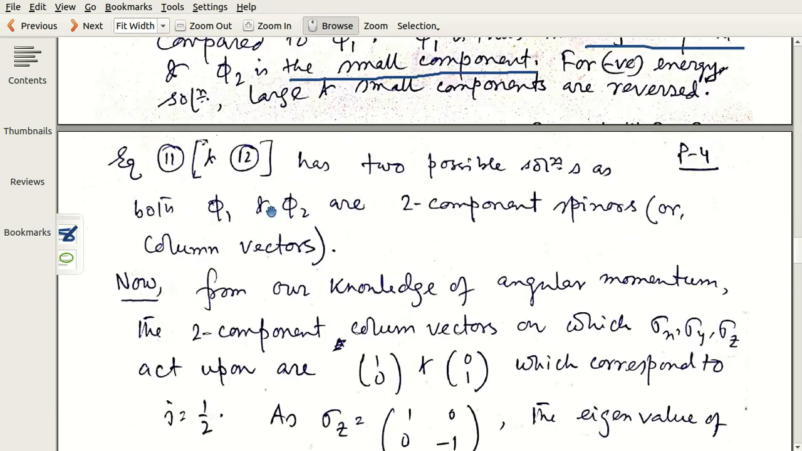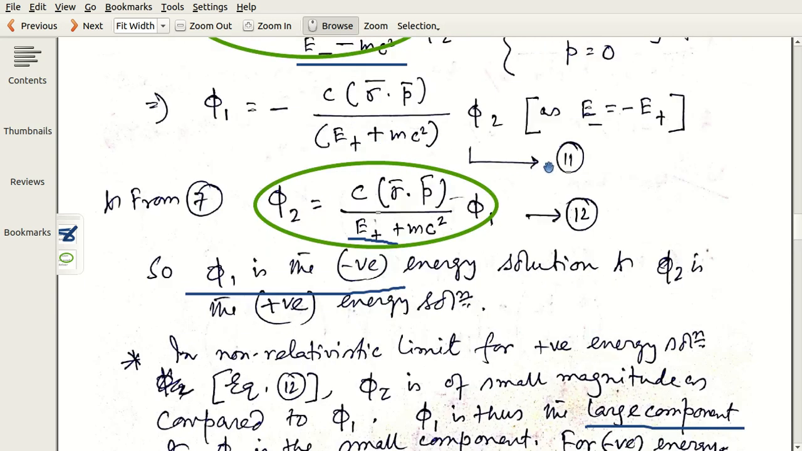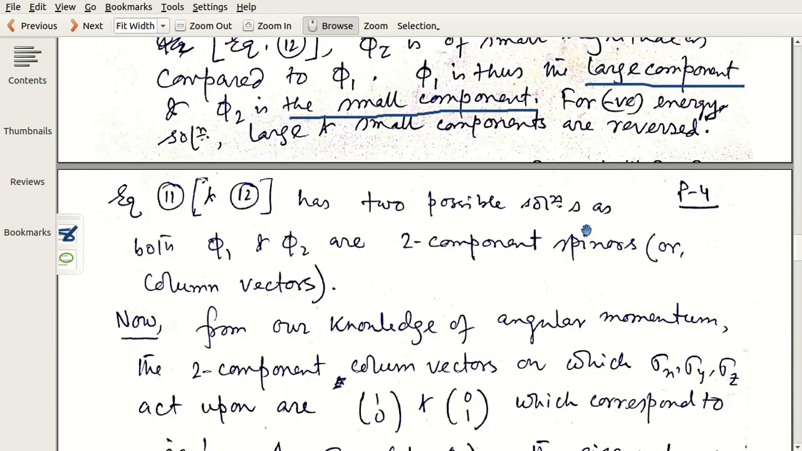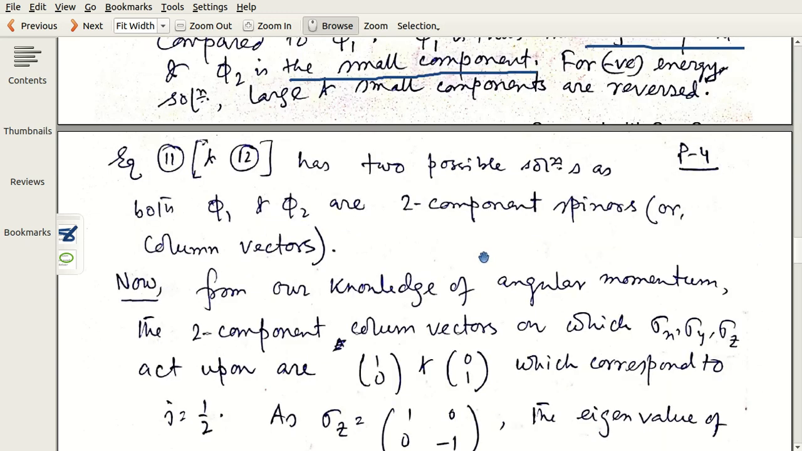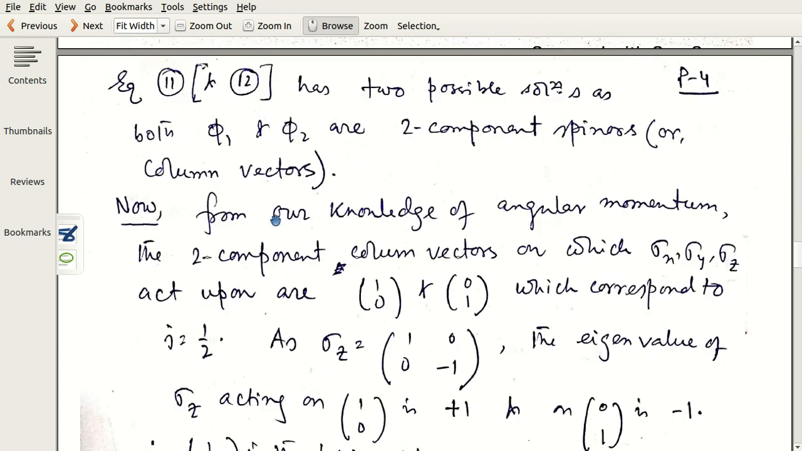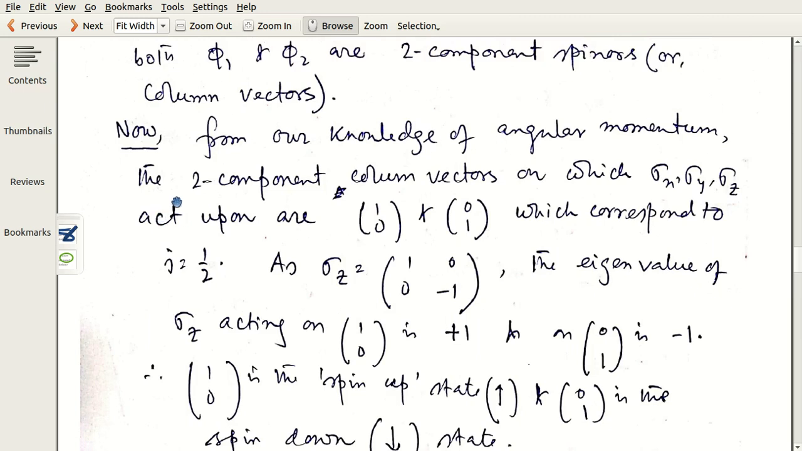Therefore we have seen that equations 11 and 12, that means for phi 1 and phi 2, have two possible solutions, as both phi 1 and phi 2 are two component spinors. They are two linearly independent solutions, phi 1 and phi 2 are linearly independent, and they will have two component spinors in each case. Now, what are the shapes of phi 1 and phi 2?